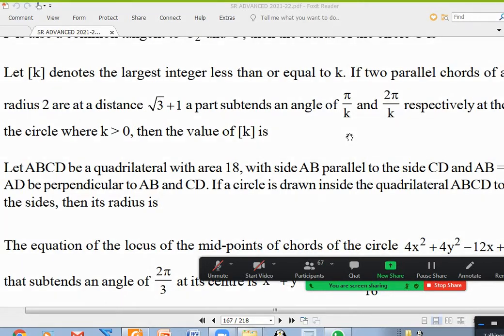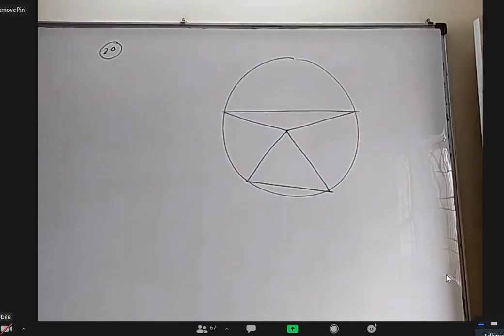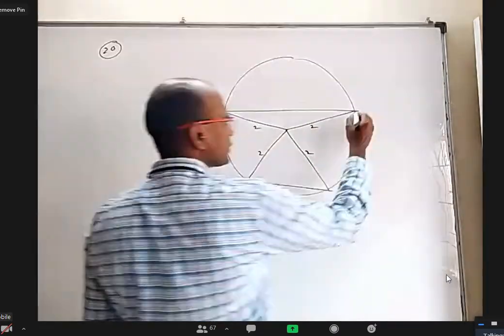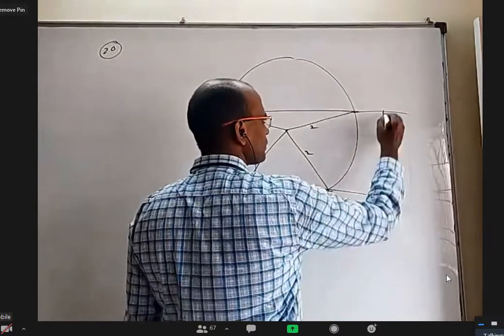So we have a circle. There is one chord here and another chord here. One is subtending pi by k at the center, another is subtending 2 pi by k, and the distance between them is root 3 plus 1. So this radius is 2, this radius is 2, this radius is 2, and the distance between them is root 3 plus 1.